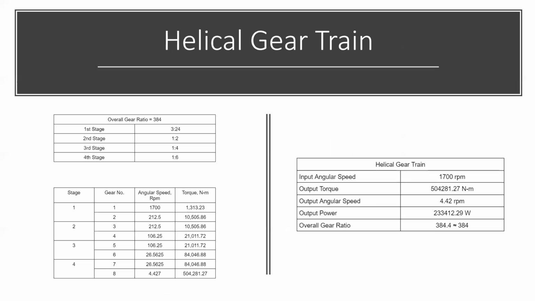Next slide, please. So here also we have the table for the helical gear train. We have the input angular speed to be 1,700 RPM, the output torque to be 504,281.27 Newton meters, output angular speed as 4.42 RPM, an output power of 233,412 watts, and an overall gear ratio rounded off to 384.